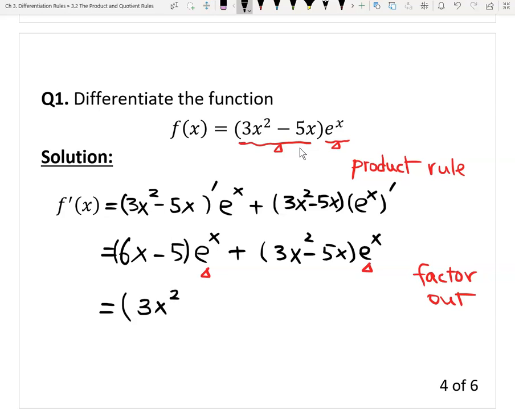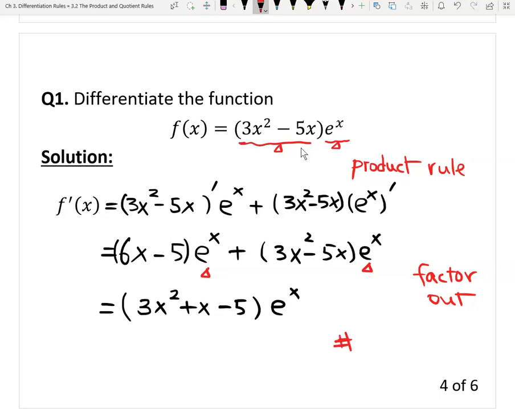3x squared. What is the x term? 6x minus 5x. We have x left. How about the constant term, which is 5? You can also write it this way, because it is a polynomial. The normal order for a polynomial goes from the highest term to the lowest term. And then times e^x. Can you see? Here is the final answer for this question.